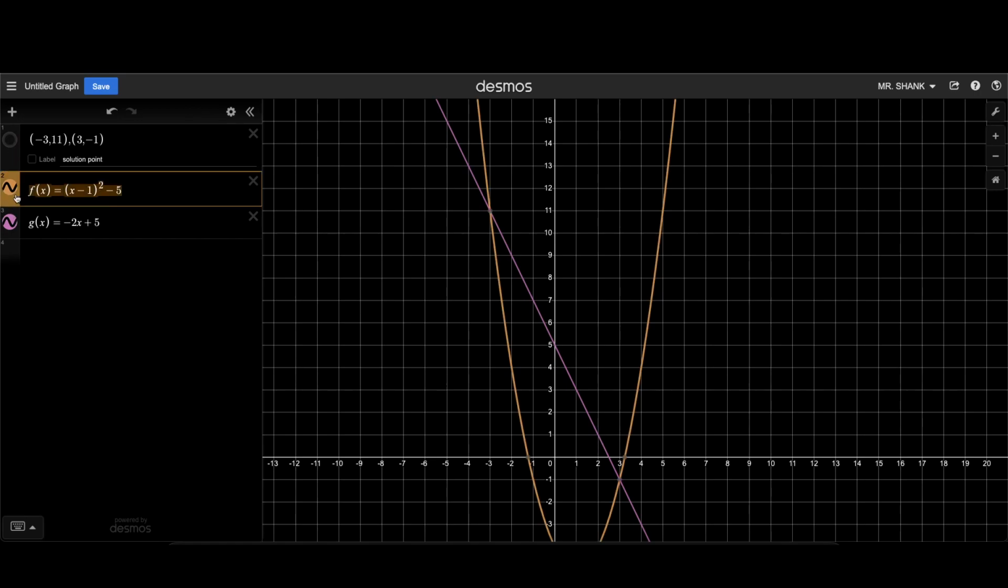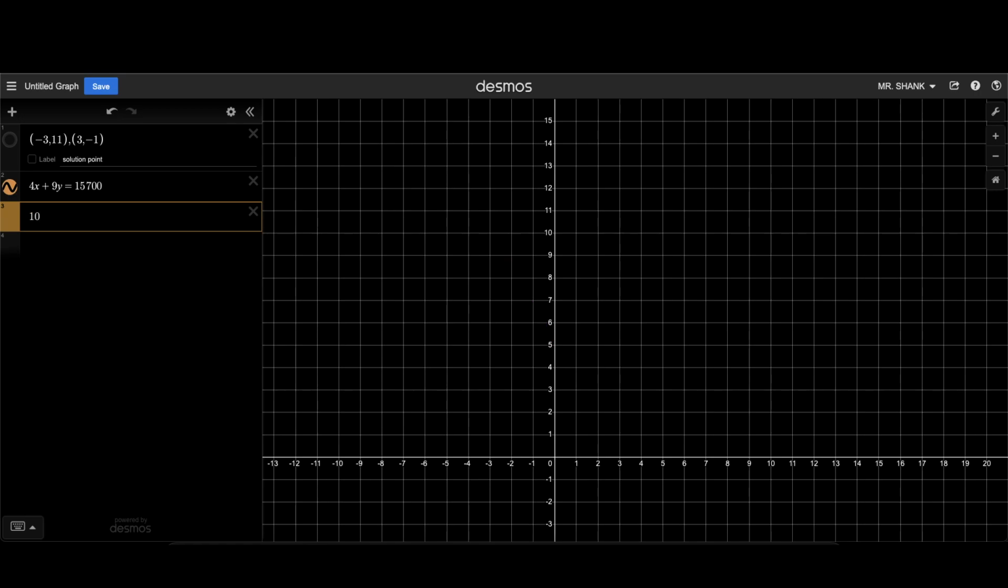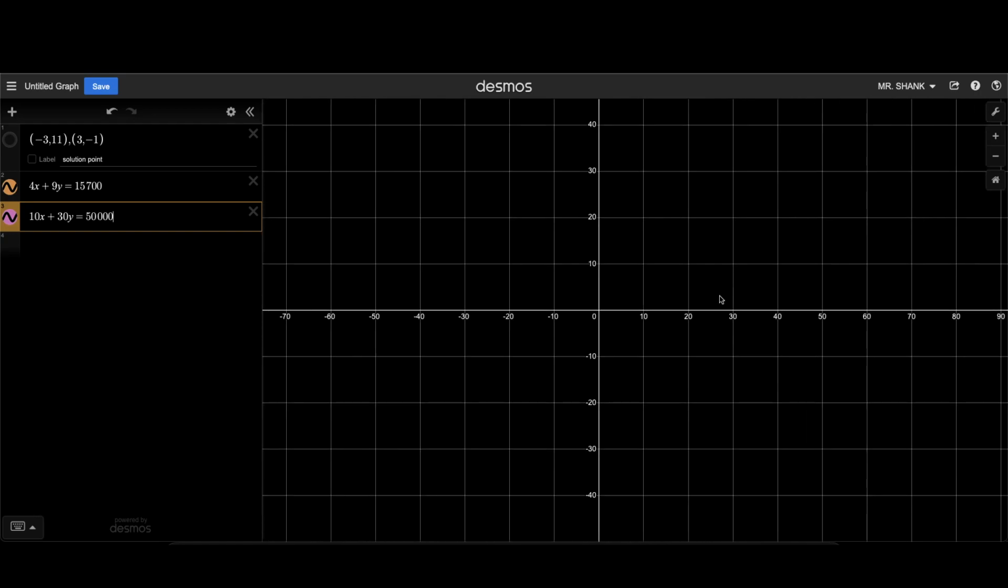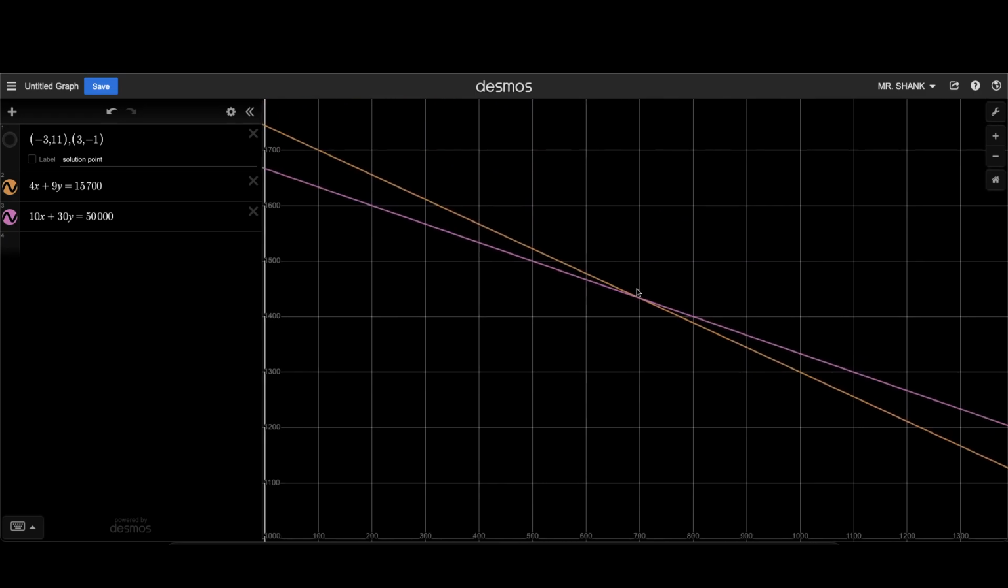So I'm going to say my first equation was 4x plus 9y equals 15,700. Second equation was 10x plus 30y equals 50,000. You can notice how I might need to scroll out a bunch, and that's okay because we can find our point where they intersect. So I can say, okay, that's going to be my point where they cross.